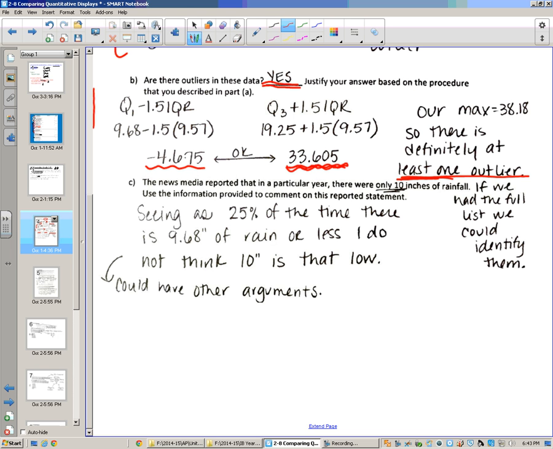The news media reported that in a particular year there was only 10 inches of rainfall. And they're asking us to comment on what this reporter said. So I said, well, our Q1 is 9.68. So 25% of the time, there's less than 9.68 inches of rain. So I say, okay, well, 10%, that means at least, I don't know, 25, 30% of the time you're getting less than that. So I didn't think it was that bad. You could have other arguments. You could say, okay, well, only 25% of the time. It really depends on you as long as you're justifying it and using the values above to help you.